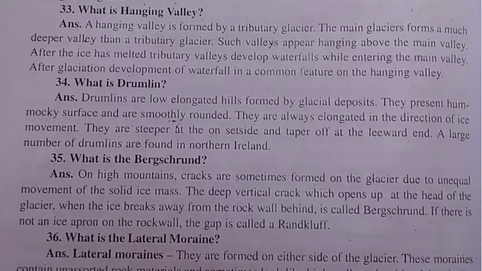Next question is what is a bergschrund? On high mountains, cracks are sometimes formed on the glacier due to unequal movement of the solid ice mass. The deep vertical crack which opens up at the head of the glacier when the ice breaks away from the rock wall behind is called a bergschrund. If there is not an ice apron on the rock wall, the gap is called the randkluft.